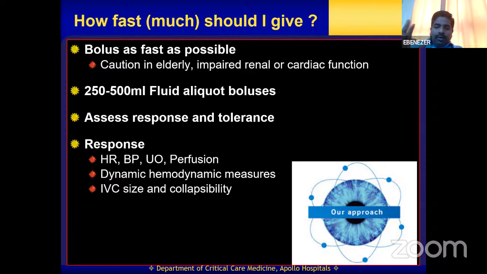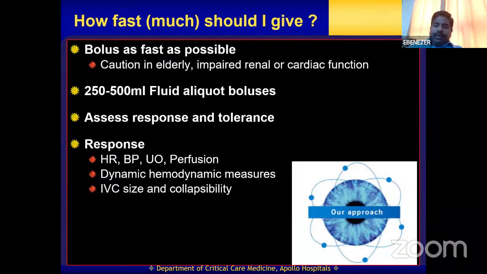And remember, you have to look for some response also. You look at the heart rate, you look at the BP, whether the tachycardia is settling down, whether blood pressure is stabilizing, whether the urine output is picking up, and perfusion is improving. All these things you have to look at. All dynamic measures also have to come into the picture.